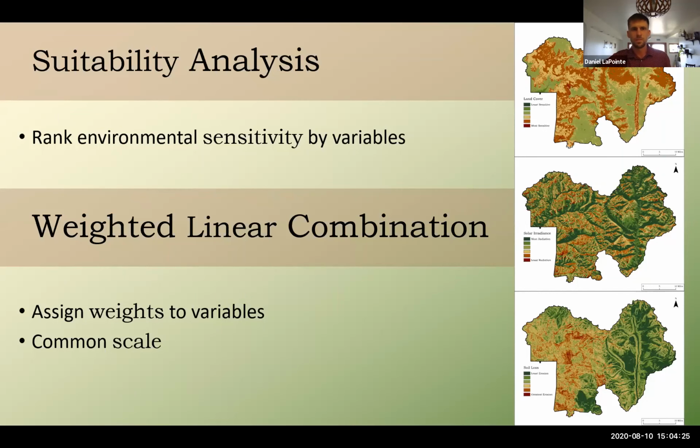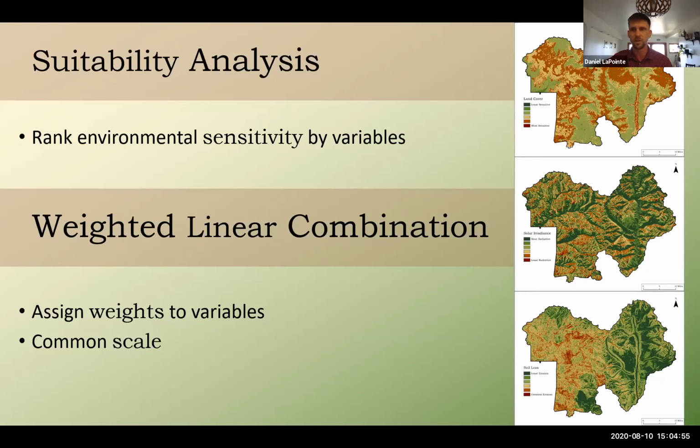So the main method that I use to determine environmental sensitivity, which is one portion of my project, is suitability analysis. And this is essentially a method to determine the appropriateness of an area for a particular use based on some variables. But in this case, I used it to determine the level of environmental sensitivity for a particular area, which is Sequoia National Park, based on some variables. And those variables can be seen on the right there. There are three of them, and each one of them is mapped out.